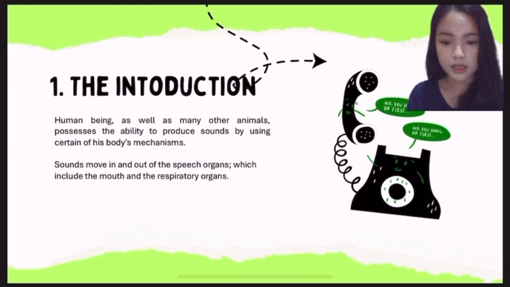So, human beings, as well as many other animals, possess the ability to produce sounds by using certain of the body's mechanisms. Sounds move in and out of the speech organs, which include the mouth and the respiration organs. The mouth, in addition to masticating food, also functions to help man produce sounds.